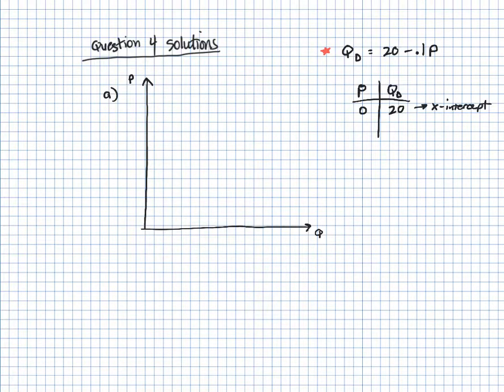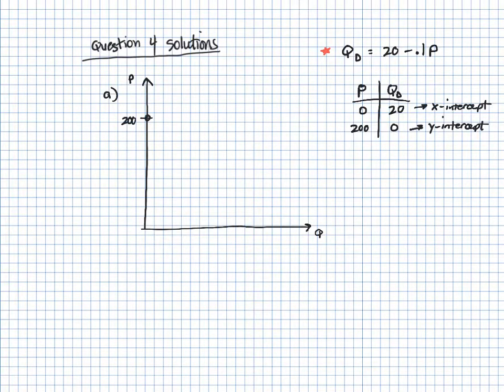We can find the y-intercept by doing a similar thing. We can plug in 0 for QD and then solve for price. When we do that, we find out that the price is equal to 200. This gives us the point where the demand curve hits the y-axis. We call this the y-intercept. Now we can plot these 2 points here.